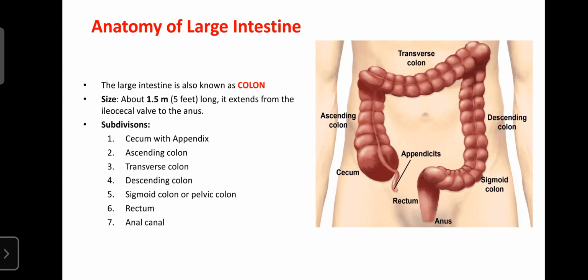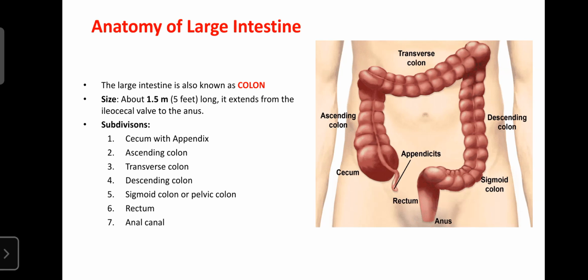And the last part, the fifth part, is known as the sigmoid colon. After that, this is the rectum and this one is the anus. So these are the different subdivisions of the large intestine. A special feature of the large intestine is that it contains bacterial flora. That flora is helpful for the digestion of the food left by the small intestine, and due to the presence of that bacterial flora, it is helpful for the synthesis of certain vitamins and amino acids required for our body.